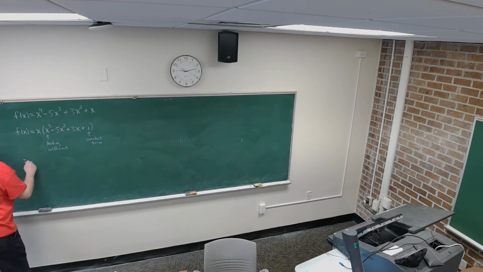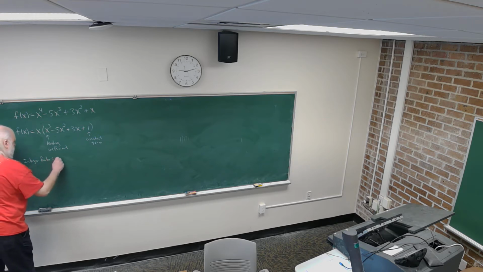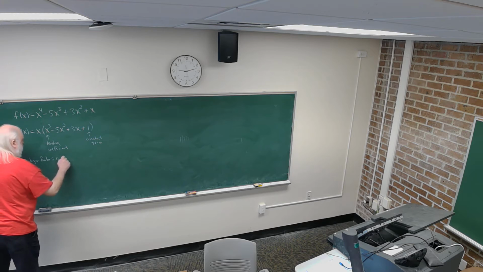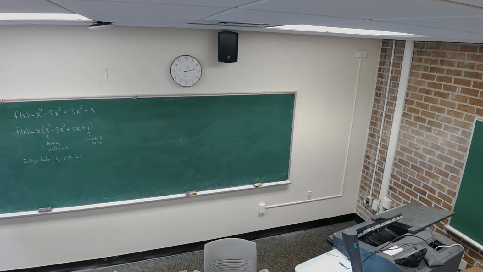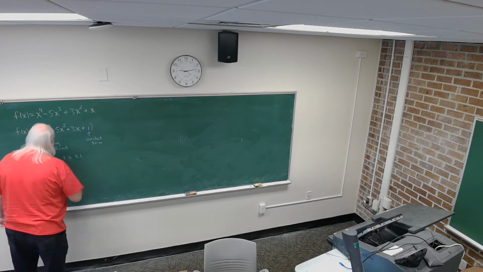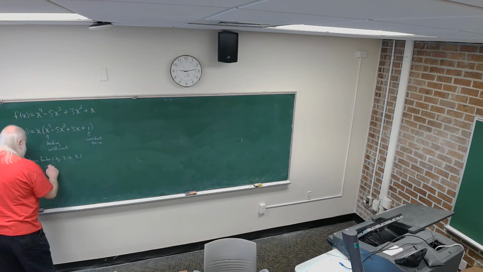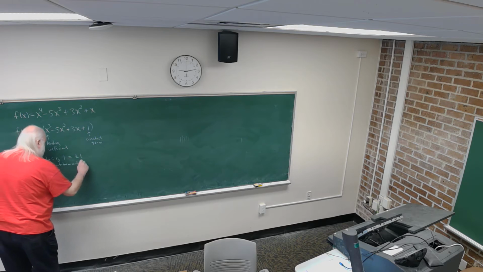So the integer factors of the constant term 1 is plus or minus 1, right? 1 times 1 is 1, minus 1 times minus 1 is 1. And we get the same integer factors for the leading coefficient, right? Leading coefficient is also 1, and its integer factors again are plus or minus 1, right? So this applies both to the constant term and the leading coefficient.